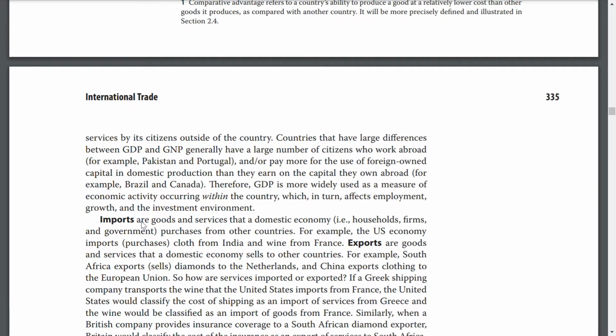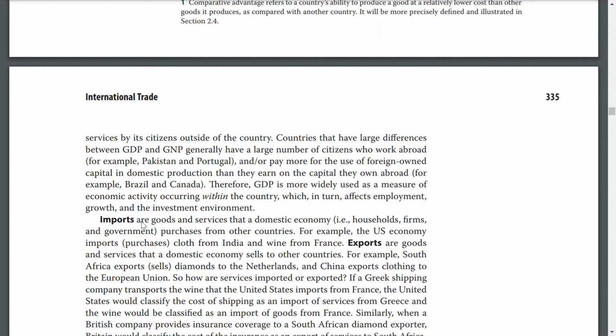Countries that have large differences between GDP and GNP generally have a large number of citizens who work abroad, for example Pakistan and Portugal, and/or pay more for the use of foreign-owned capital in domestic production, such as Brazil and Canada. Therefore, GDP is more widely used as a measure of economic activity occurring within a country, which in turn affects employment growth and investment environments.